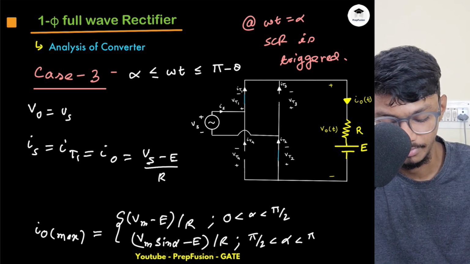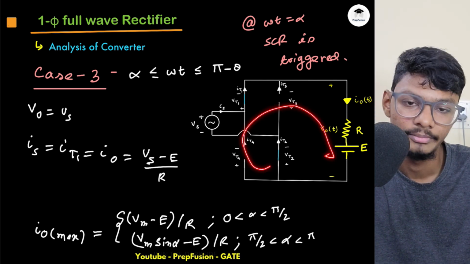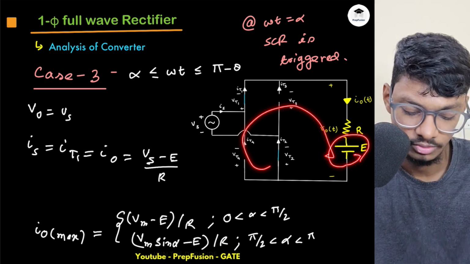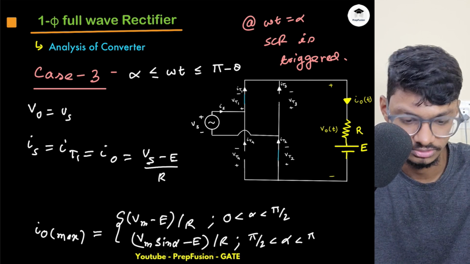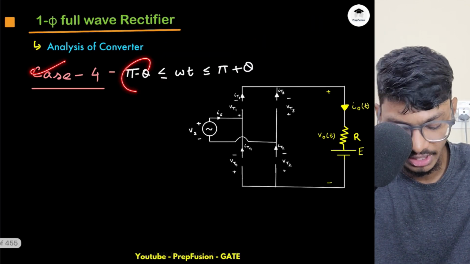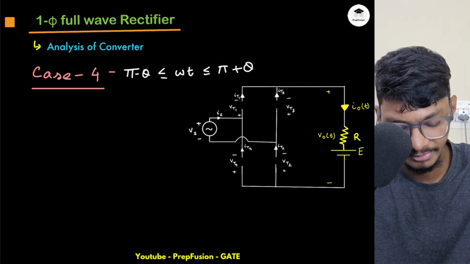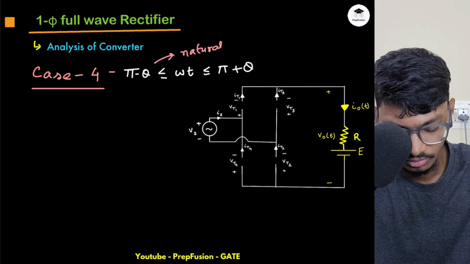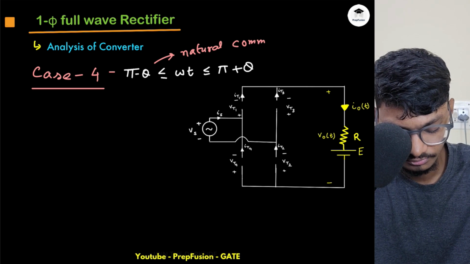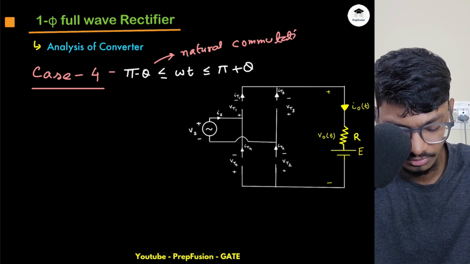Here, power will always flow from source to load, because I have only a battery and there is no inductor to store the energy and flow it from load to source. That is not possible. Now in this case, from pi minus theta to pi plus theta, what is happening? From pi minus theta, natural commutation is happening.